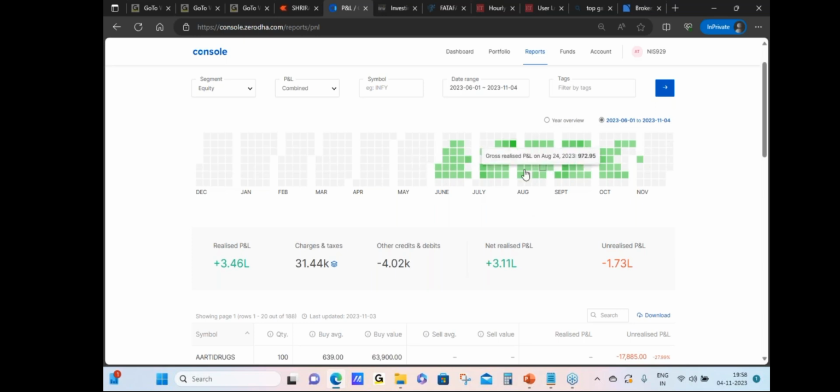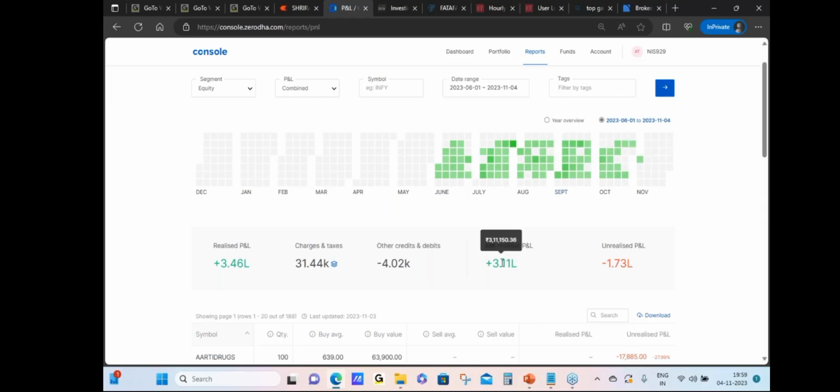So that's why please allow me to explain certain things which you guys are not aware of. Have you ever seen a P&L like this? 1, 2, 3, 4, 5. Not even a single loss since past 5 months.